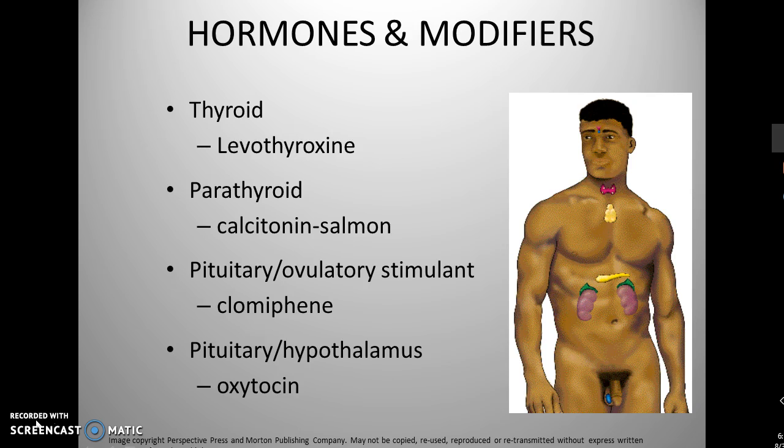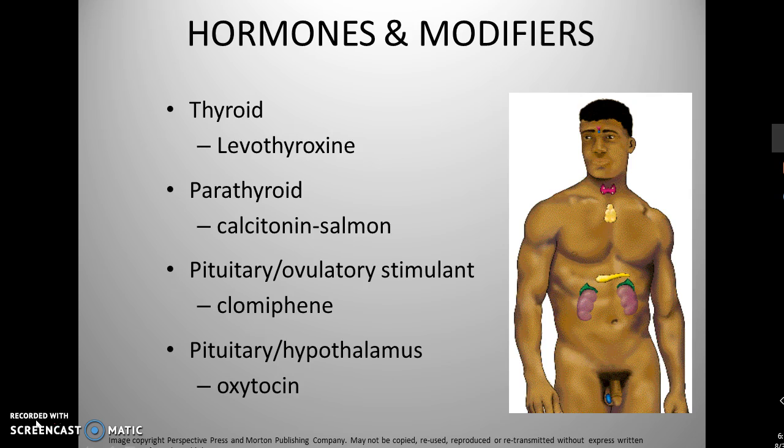Alright, so let's go ahead and look at some of these particular drugs now that we have an overview of some of the organs and what they do. Again, the thyroid is involved in metabolism, and the main drug that can help in that regard is called levothyroxine.